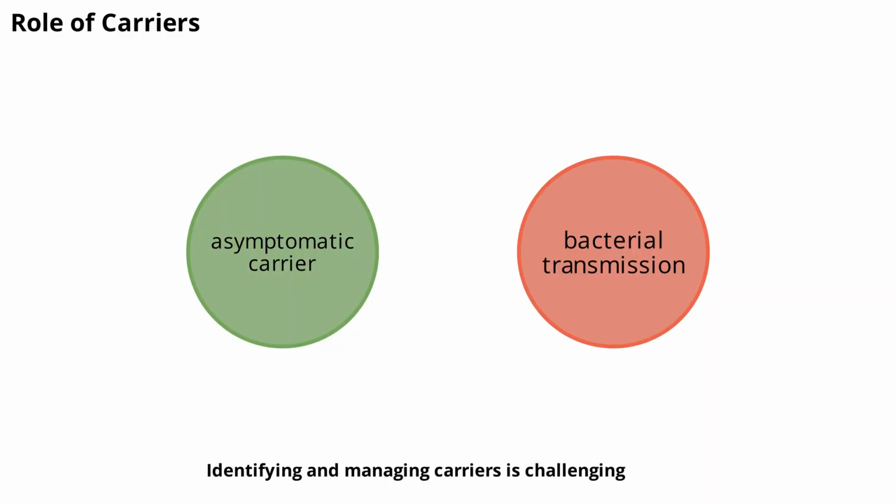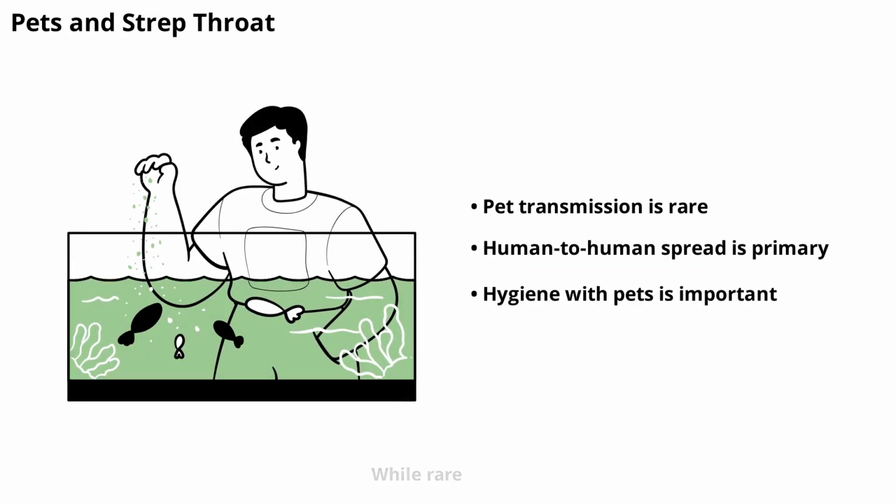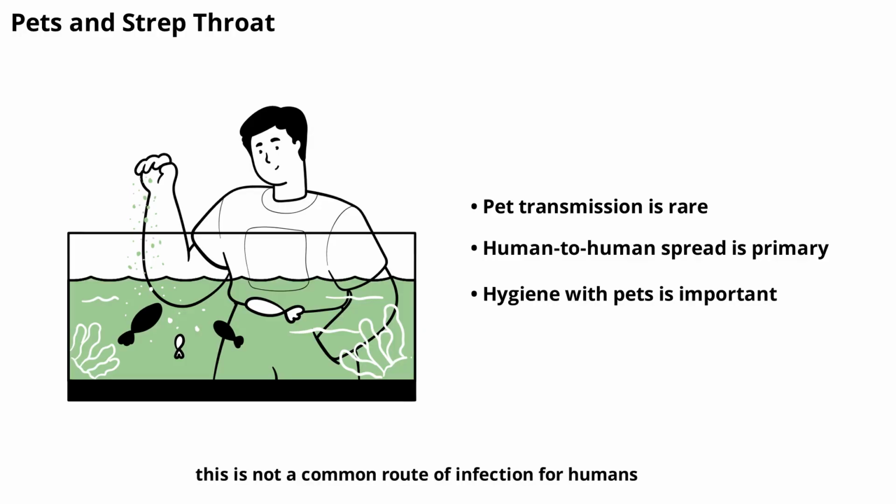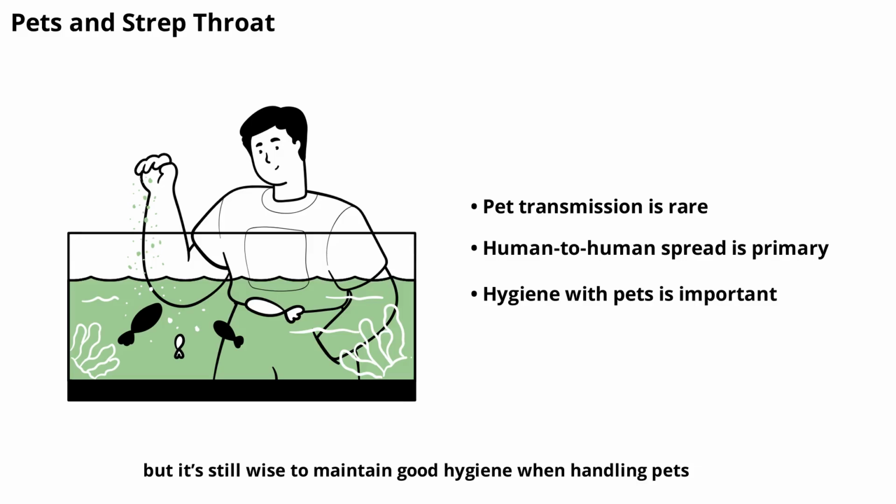Identifying and managing carriers is challenging, but awareness of this possibility helps explain why strep throat can sometimes appear unexpectedly in a group. While rare, pets can sometimes carry and transmit streptococcus pyogenes. However, this is not a common route of infection for humans. Most cases of strep throat are spread between people, but it's still wise to maintain good hygiene when handling pets, especially if someone in the household is sick.